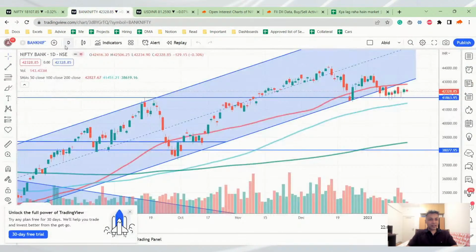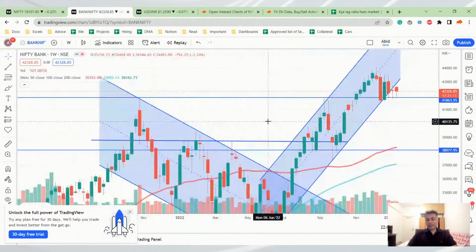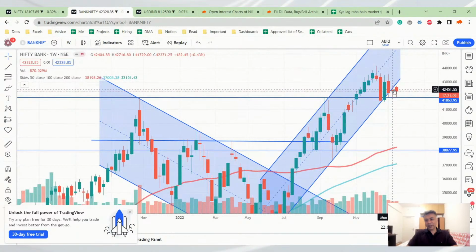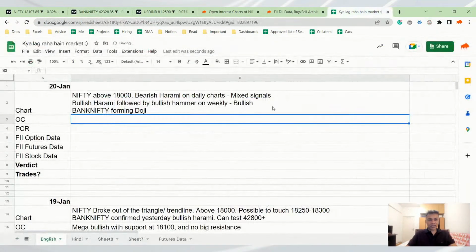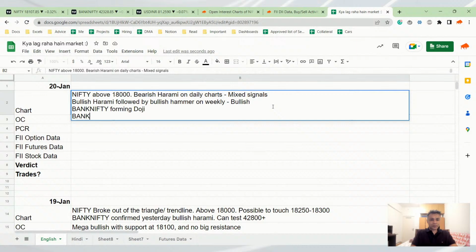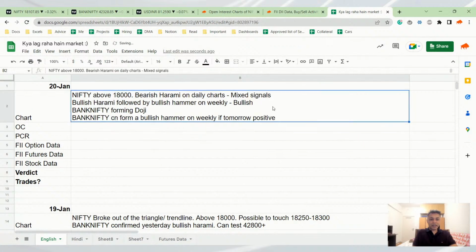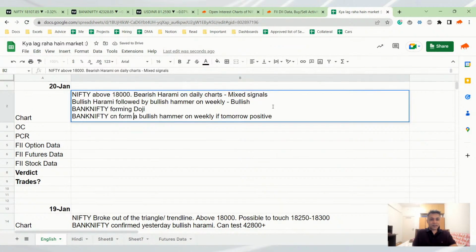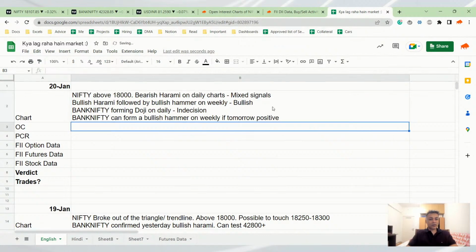And let's look at Bank Nifty weekly. This is tricky. There is a huge rejection wick here. So tomorrow, if we get a bullish price action, it can form a bullish hammer again, confirming the harami cross, right? So tomorrow's candle in Bank Nifty becomes very important. Please keep a close eye. Bank Nifty can form a bullish hammer on weekly if tomorrow is positive, which can mean bullish price action again, right? So daily indecision, weekly poised for a potential up move.